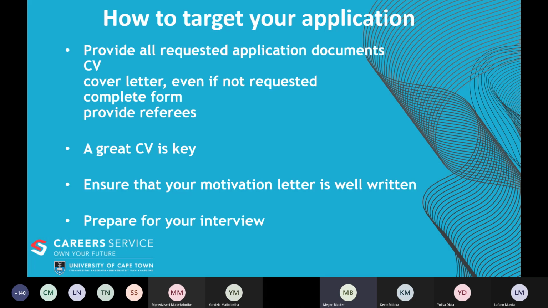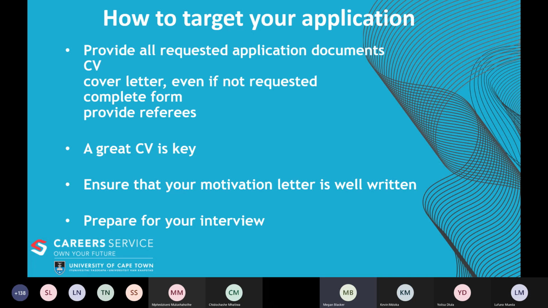So how to target your application. This specifically would be for the roles that require that application package. So the documents that are part of that package would be your CV. Usually it would be a cover letter or a letter of motivation. We often encourage students to craft a letter, even if it's not requested.